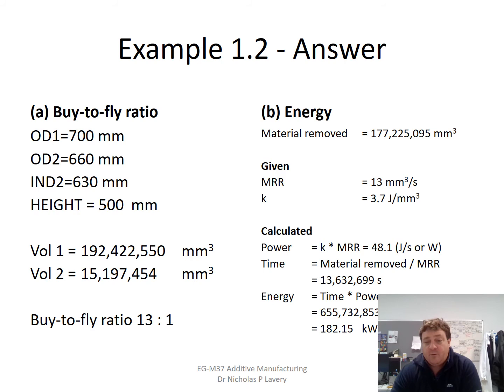And therefore, the material removed divided by the material removal rate is 13,632,699 seconds. So the energy is time times power, both in watts and seconds, which is 655,732,853 joules. So therefore, the energy is 182.15 kilowatt hours.